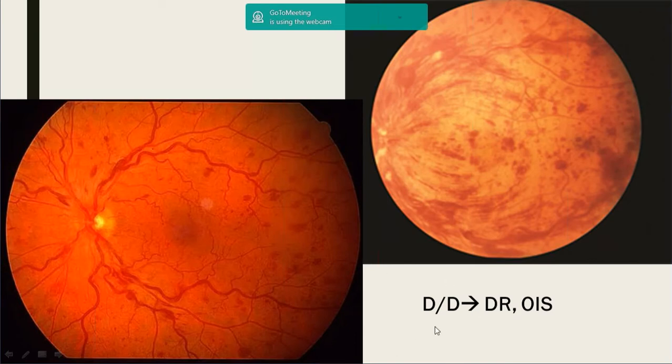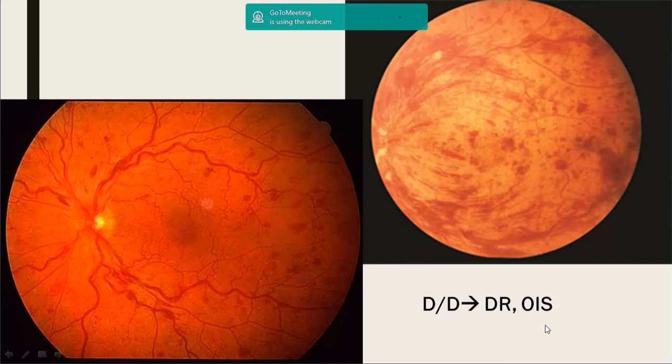You need to differentiate it from diabetic retinopathy, which will also have microaneurysms and small hemorrhages. How do you differentiate? Diabetic retinopathy is commonly bilateral in condition, whereas central retinal vein occlusions or any arterial occlusions are usually unilateral. They might develop in the other eye at a later point of time, but when presenting, they're usually unilateral. So that gives you a clinching diagnosis.